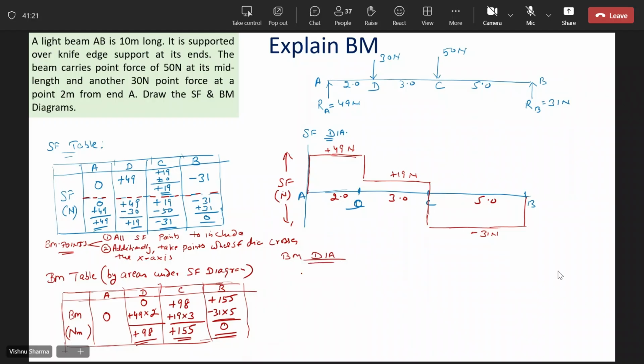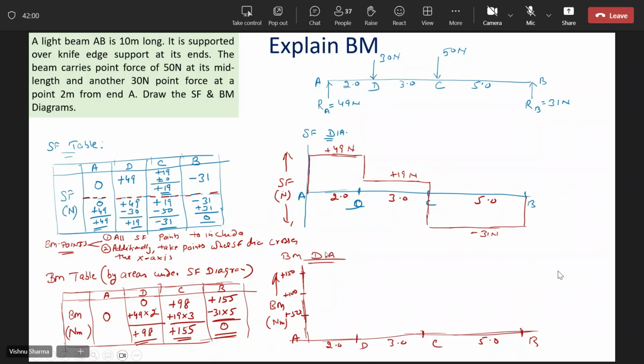We have only positive values, so I don't need anything below the x-axis. A, B, C, and D. This is 2 meters to a scale. This is 3 meters to a scale. This is 5 meters to a scale. This is BM in which units? Newton meter. Since I need up to plus 155, let's say 50, 100, 150.